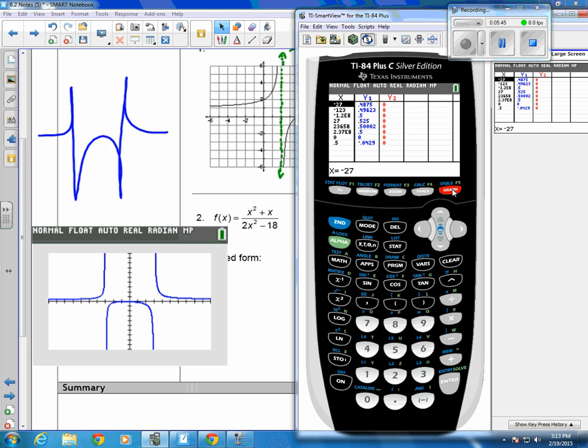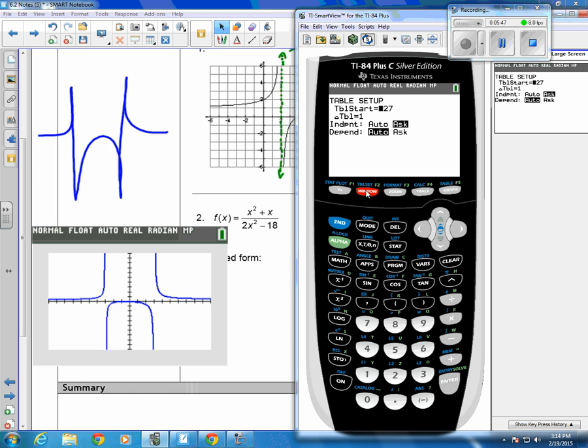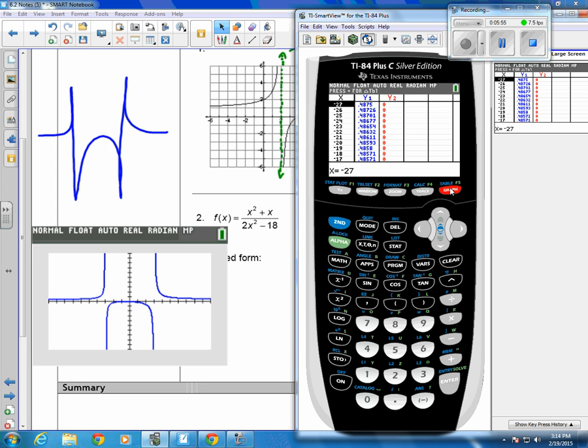Second window. Yeah, second window. And we want to change this guy. We want this independent to be auto. All right, and that'll just show us more of a table. All right, so I'm way up there, so let me scroll back down towards the middle here. I want you to see where I'm at, because I pressed it a lot.